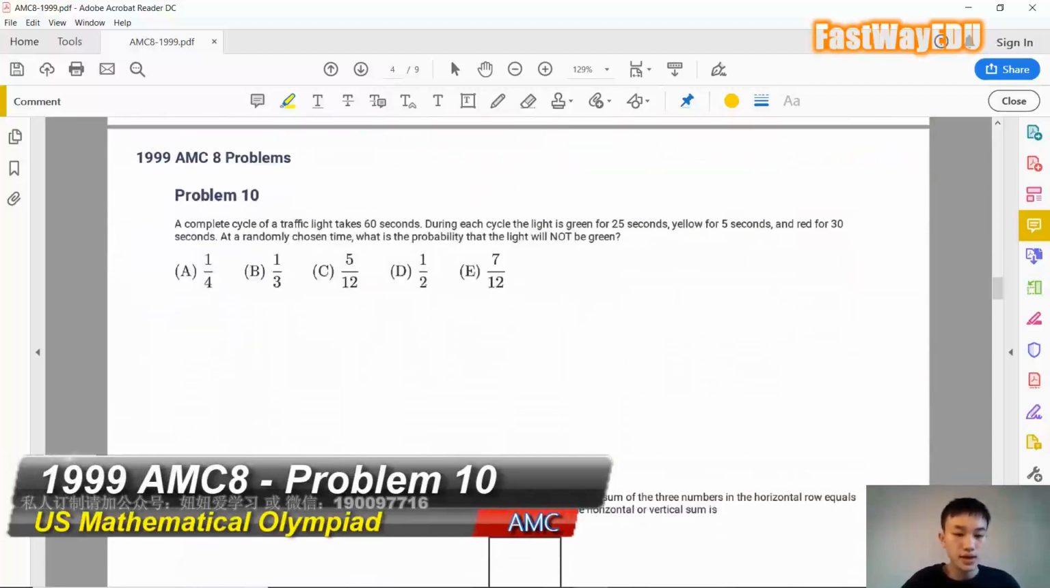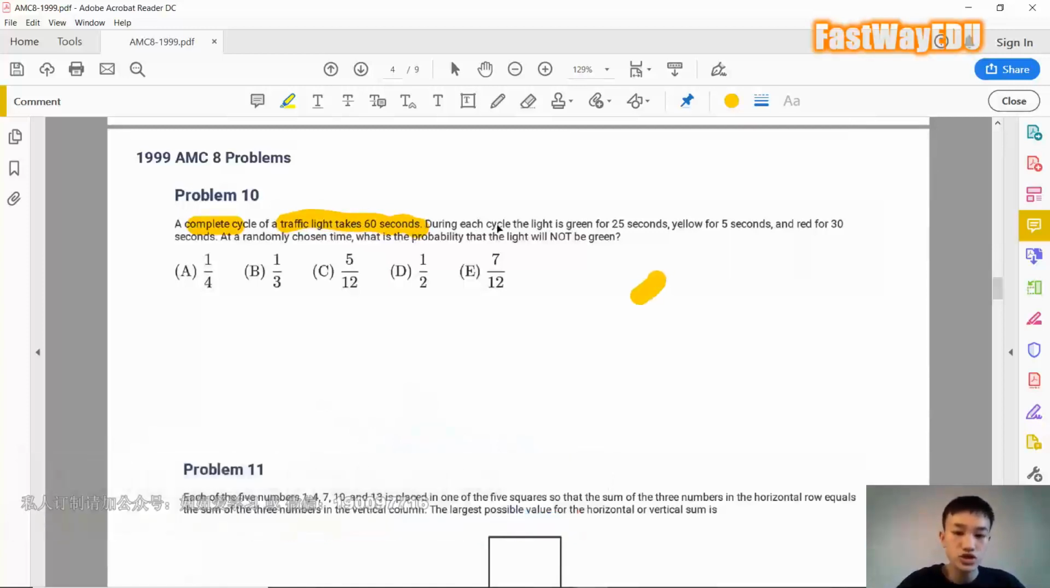Problem 10. A complete cycle of a traffic light takes 60 seconds. During each cycle, the light is green for 25 seconds, yellow for 5 seconds, and red for 30 seconds. So at a randomly chosen time, what is the probability that the light will not be green?